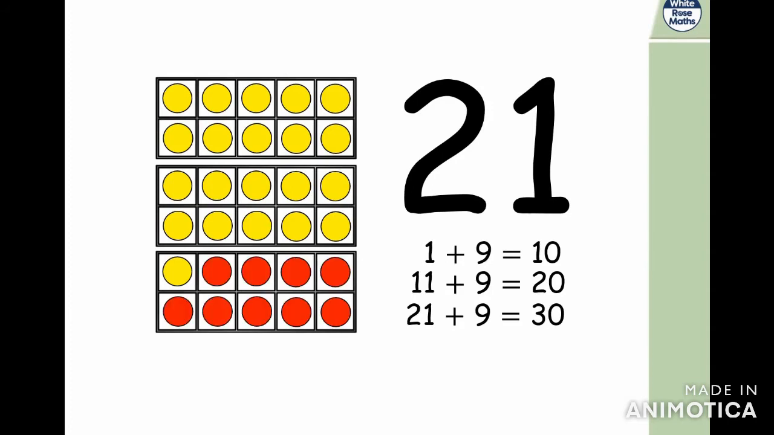9 red counters. You could play this game with a friend. One of you could put down some red counters, and the other has to complete the bond with some yellow counters. Or one of you could say a number, like 5, and the other one has to quickly say the number to complete the bond, which would be 5. 5 and 5 makes 10.